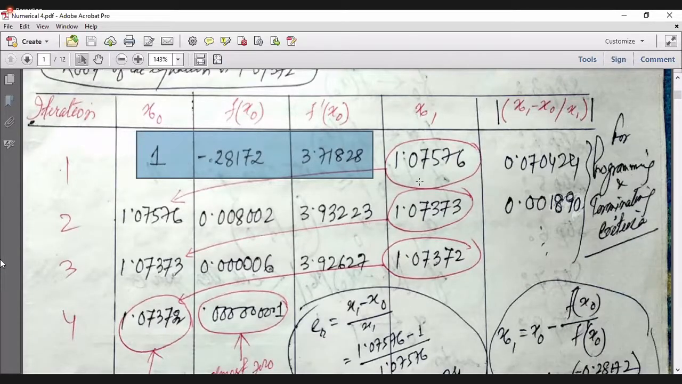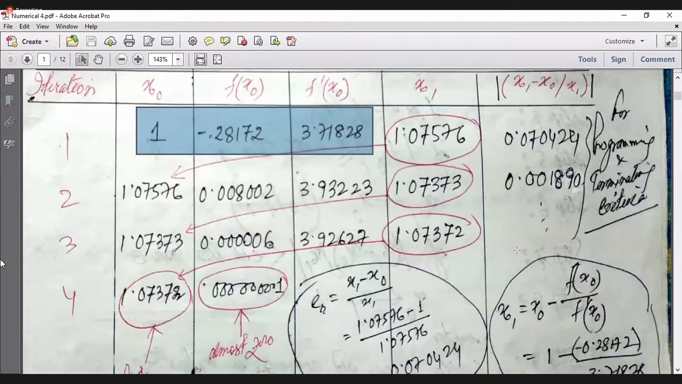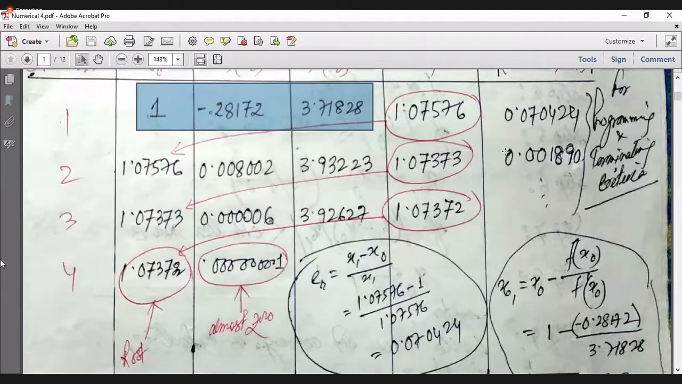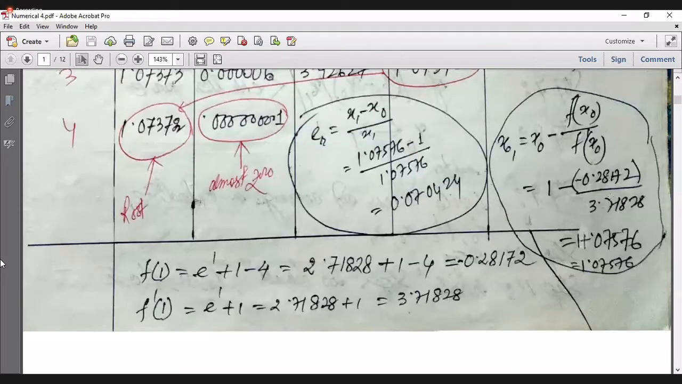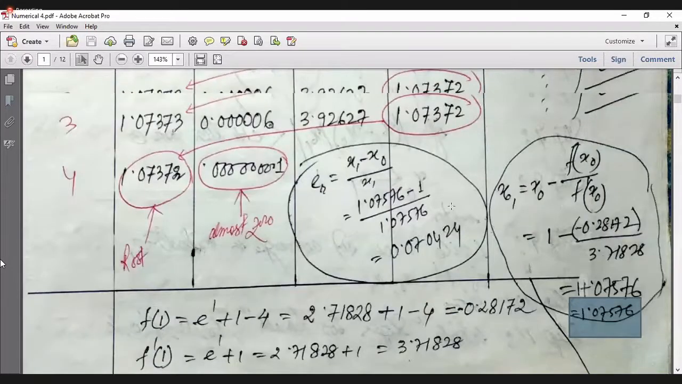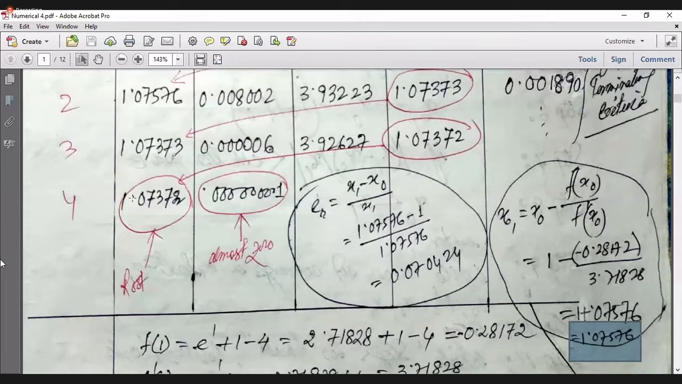So the next value is 1.07576. How do we calculate it? We substitute here. This is our formula for x1. x0 is 1, this is our starting point, minus f of x naught, which is minus 0.28172, and f prime of x naught is 3.71. So after this calculation, let us say we got 1.075. So I put 1.075. Now, I hope you understand this line.